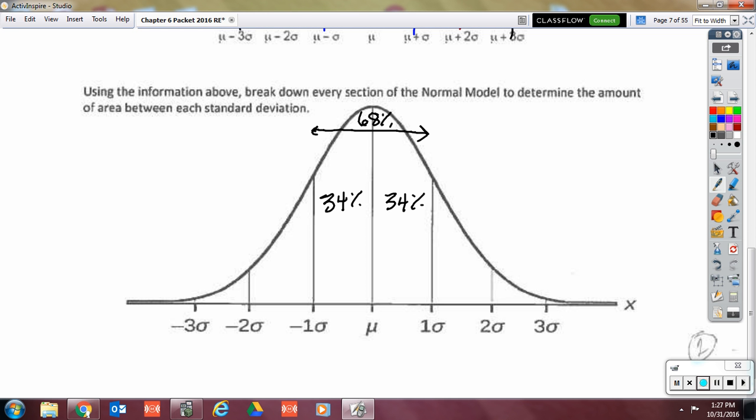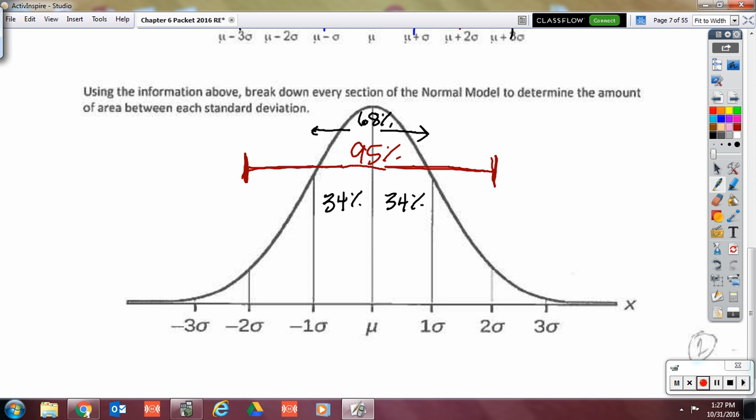Okay? Now, any ideas how I can find the next set? Divide by 4? Nope, because if you take 95% and divide it by 4, you're saying there's the same amount in each section, and this does not have 34% in it. Subtract 68. Good job. Okay, you ready? Watch this.